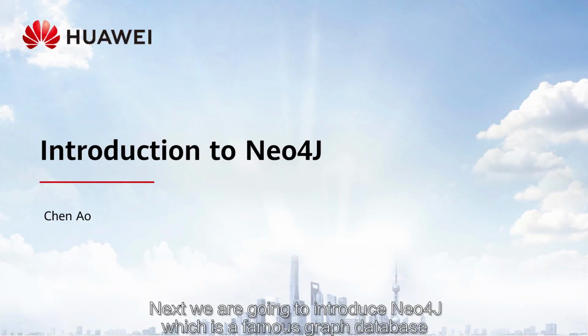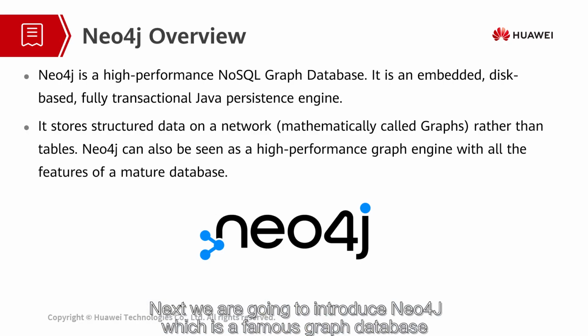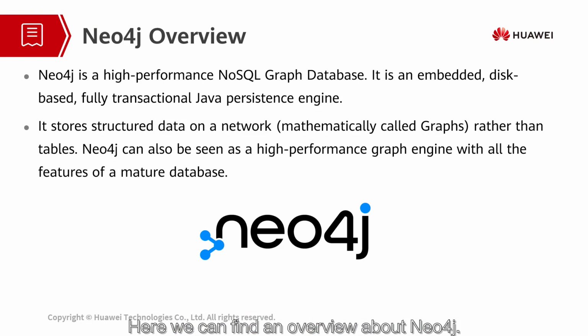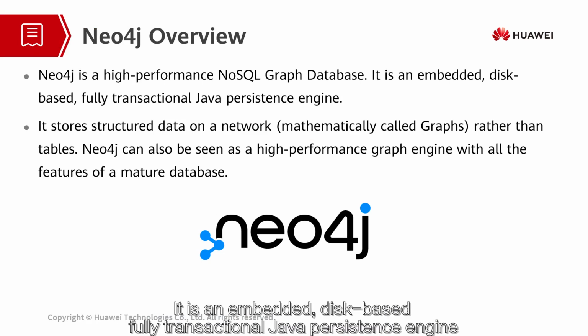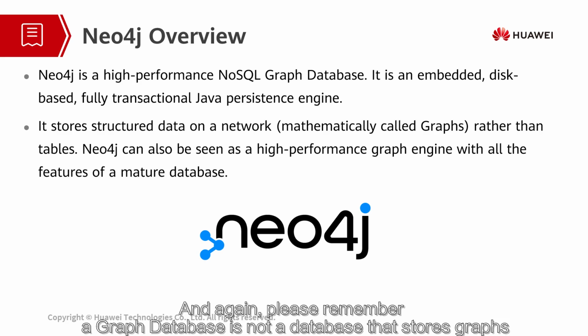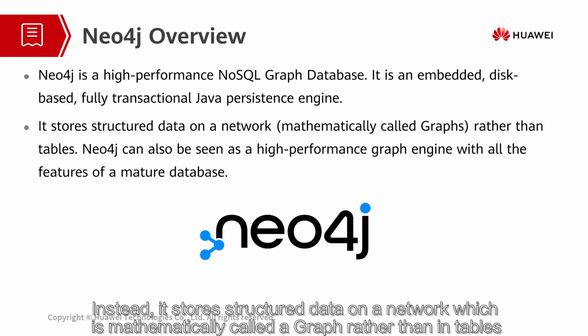Next, we are going to introduce Neo4J, which is a famous graph database. Here, we can find an overview about Neo4J. Neo4J is a high-performance NoSQL graph database. It is an embedded, disk-based, fully transactional Java persistence engine. And again, please remember, a graph database is not a database that stores graphs. Instead, it stores structured data on a network which is mathematically called a graph, rather than in tables.